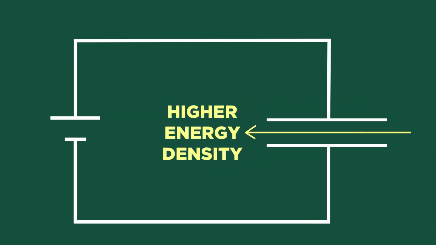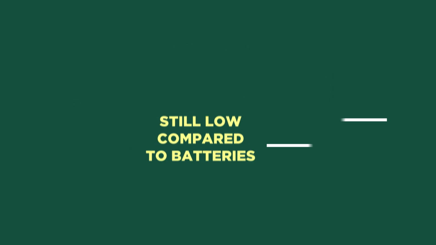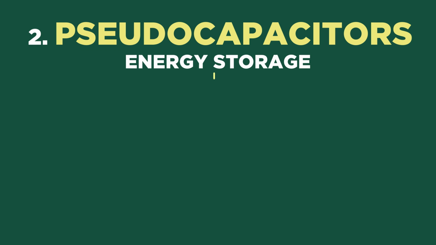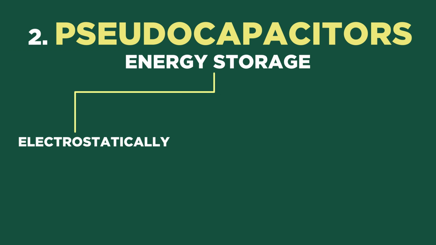This means that the layer in between the electrodes can be made way thinner, which leads to EDLCs having a much higher energy density. However, compared to batteries, this is still quite low. The second type of capacitors are called pseudocapacitors. The difference between an EDLC and a pseudocapacitor lies in the way of storing energy. The first way is similar to EDLCs. A pseudocapacitor uses the double layer to force a layer of ions on the electrode to store a potential. In this case, the energy is stored electrostatically.